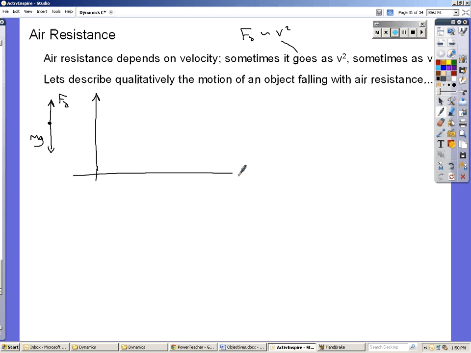So let's draw velocity as a function of time. The first thing that's going to happen is the velocity starts out at 0. We know that. And initially, when the falling particle is moving very slowly, Fd is 0. So initially, v is 0, and so is the drag force. And that means the only force acting on this particle is gravity, and thus the initial acceleration is g.